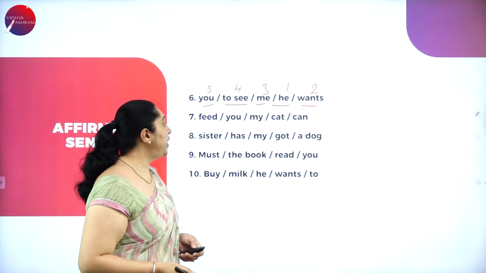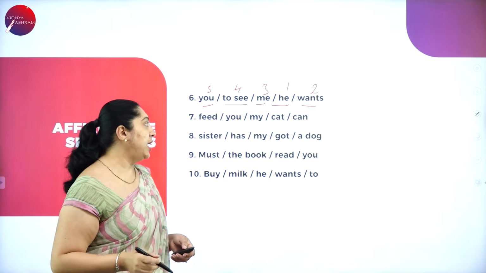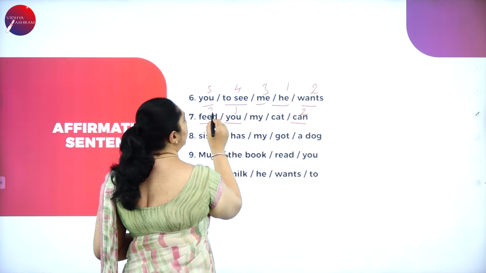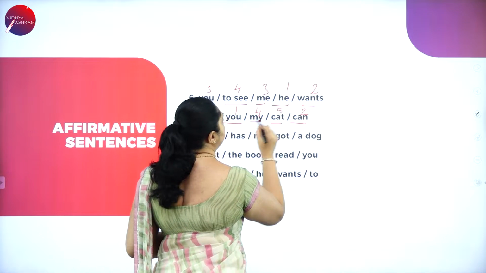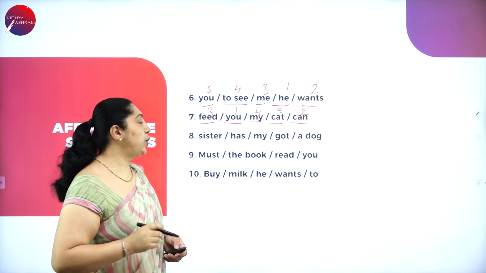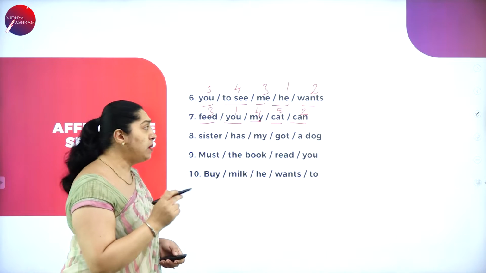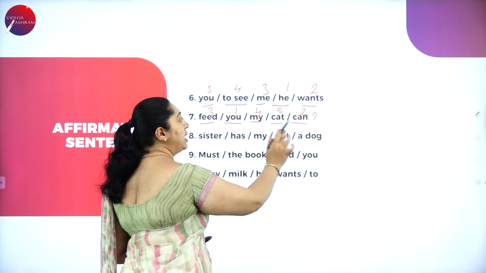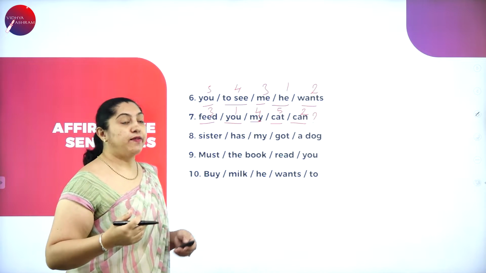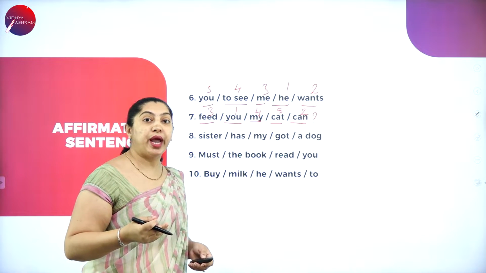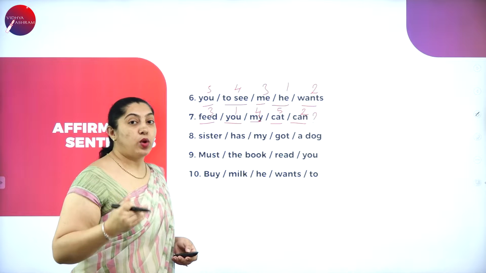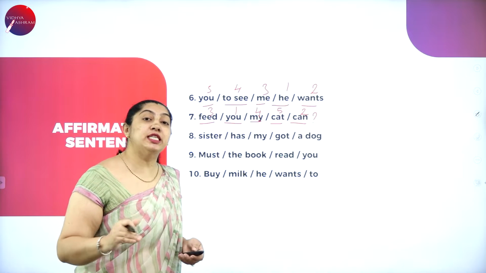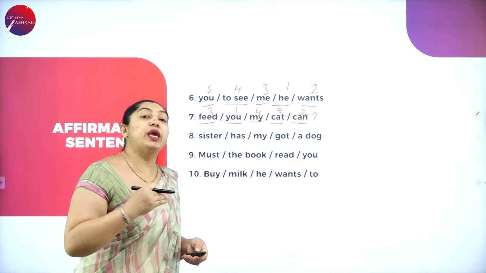And the next one: feed you, my cat can. Again, you can feed my cat. You is the subject here. So, for the same sentence, imagine there is a question mark after it. When there is a question mark, the answer you write should be in question form. You cannot write, you can feed my cat. It is not the question. It is a statement. But I want the same sentence to be in a question format.